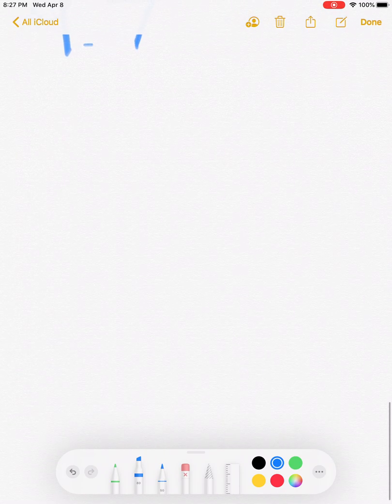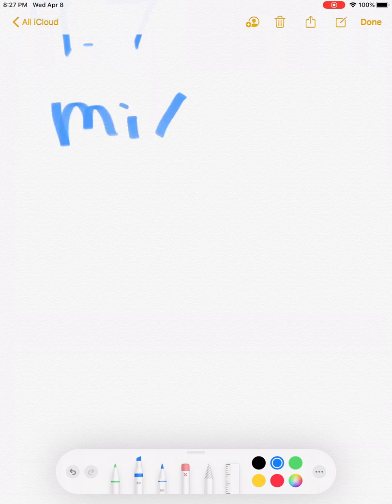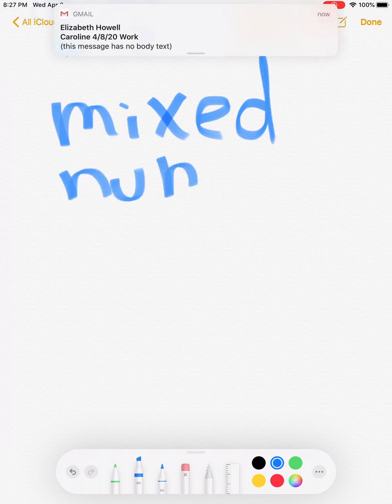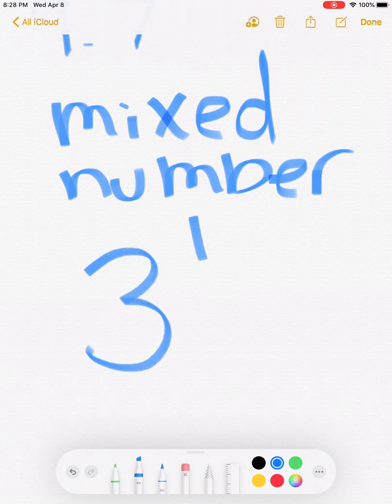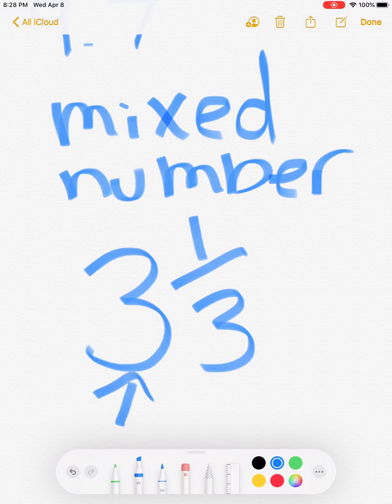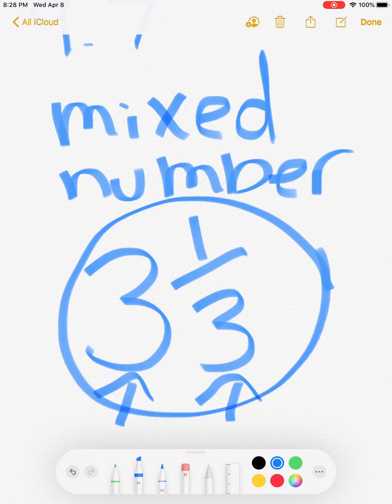The next 2 pages are the pages you will be doing for your quiz, but I want to go over a few things before the quiz. And that is, do you know what a mixed number is? I talked about it yesterday. A mixed number is a number that has a whole number and a fraction. Here's an example. Here's the whole number, here's the fraction. It is mixed. That's what we call it.